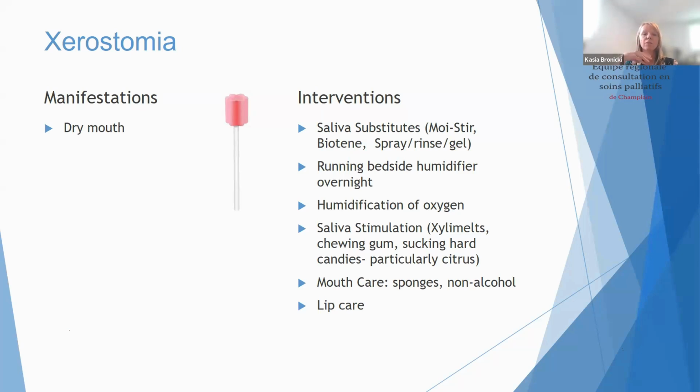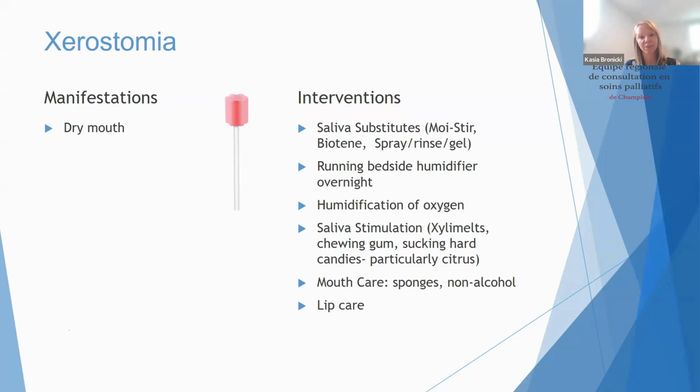If somebody can still swallow, offering things to stimulate saliva production like xylitol products, so xylamelts, xylitol chewing gum, xylitol candies. And I say xylitol because we really want to avoid sugar in these things to contribute to good oral health. And then mouth care. Individuals that can no longer swallow can no longer take sips of water. Sponges, like you see in this picture, can be useful, dipped in water, or dipped in water mixed with non-alcoholic mouthwash.